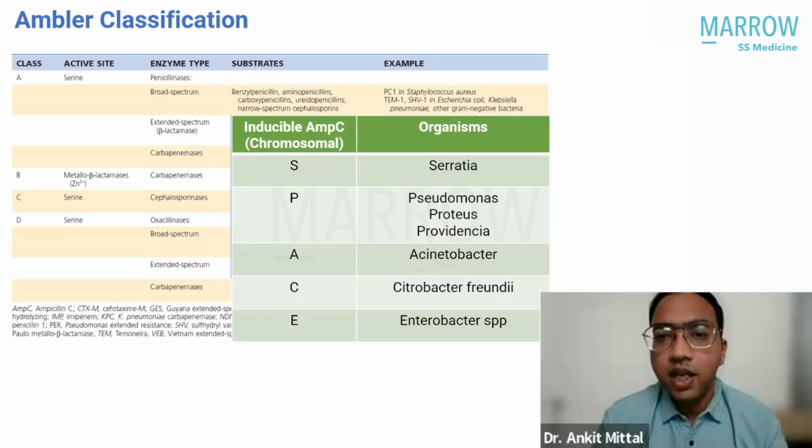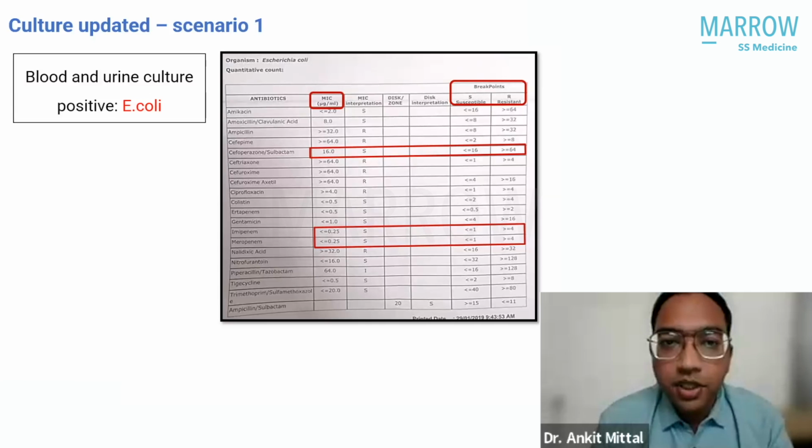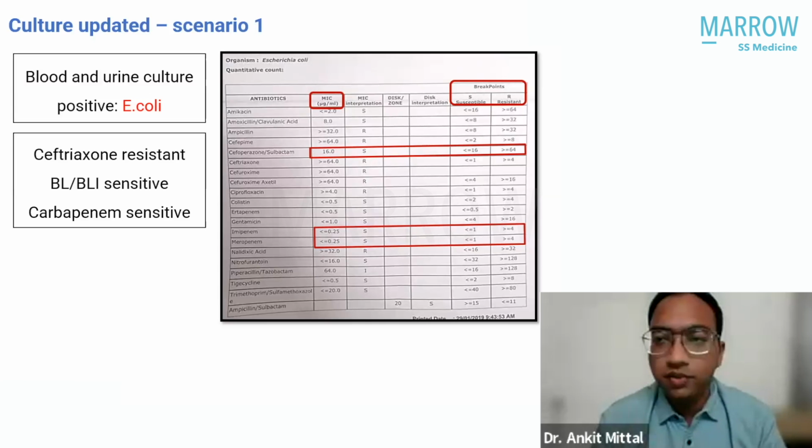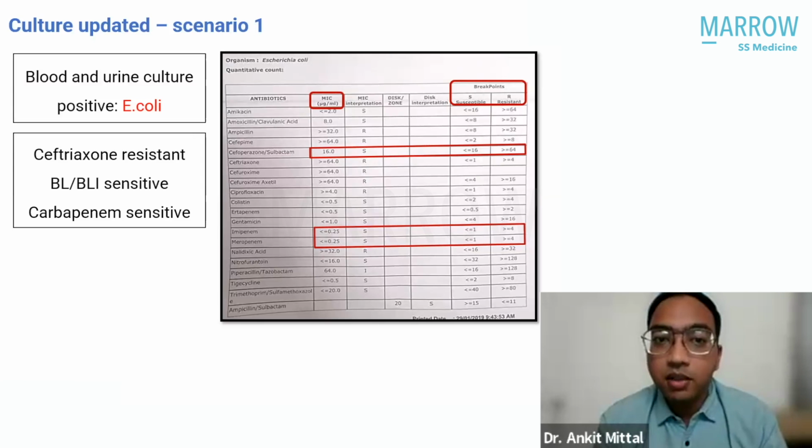If you see these organisms, in those cases, even if it is BL-BLI sensitive, what you will choose is carbapenems, because these organisms can produce AmpC and become resistant to the BL-BLI combination. So this is important to note. Coming back to the culture report, you see that the patient's isolate is resistant to ceftriaxone and it is BL-BLI sensitive. So this becomes an ESBL strain. Had this been BL-BLI resistant and carbapenem sensitive, it would have been an AmpC producer, right?